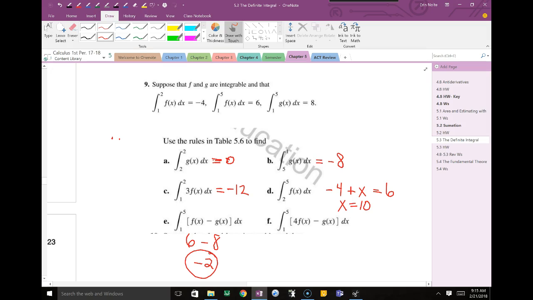Okay, what about f? What is 4 times the area of f from 1 to 5 minus the area of g? So from 1 to 5, you're going to have 4 times the area of f, which is 6, minus the area from 1 to 5 of g, which is 8. So we basically get 24 minus 8.